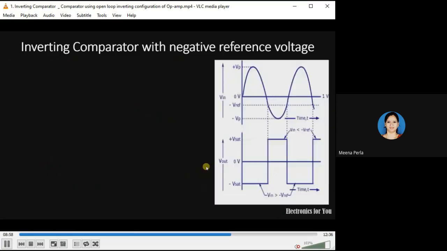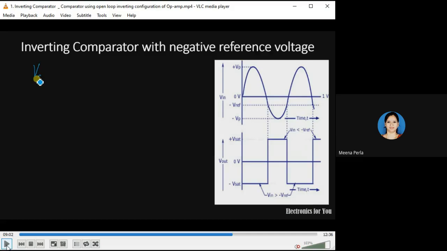So now this reference voltage has been reversed here. So now we can see the negative supply which we have seen. Now we need to understand the same concept using the waveform for the negative reference voltage. How it is going to work, let us understand this waveform which has been shown.